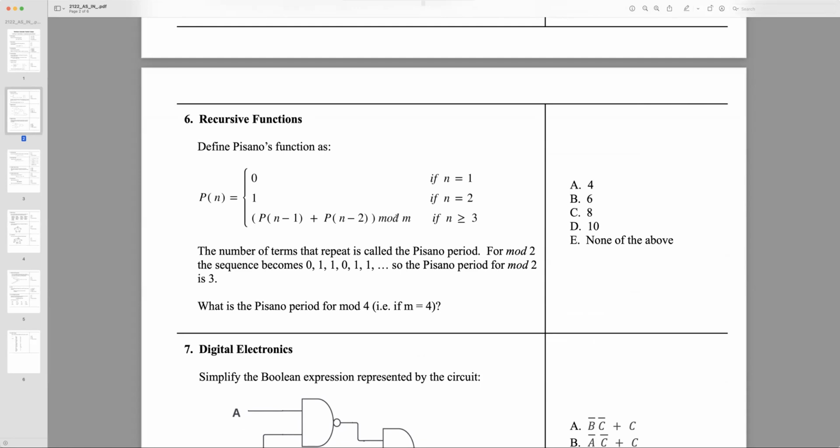And here, it says, what is Pisano's period for mod 4? That means m is going to equal 4 here. And what is Pisano's period in this case? Let me show you. Pisano's period in this case is 3, because it goes from 0, 1, 1, and then on the fourth one, it's the same number again, right? The sequence continues.